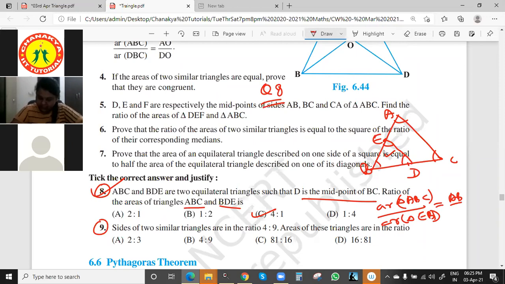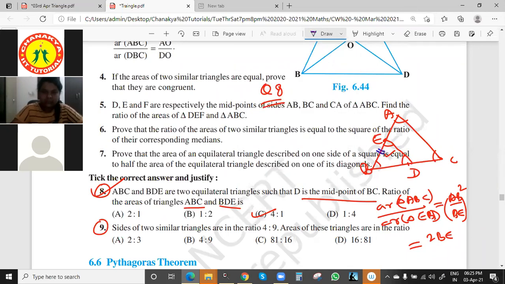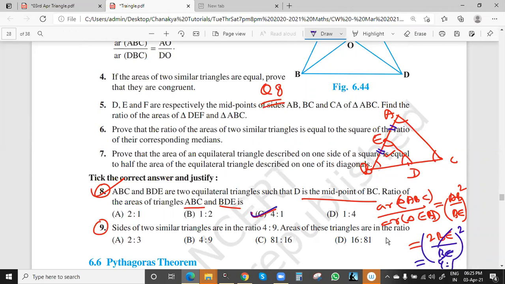AB, then we'll take small b square. AB we can take as twice of B because E is the midpoint of AB. So it will be 2B by B, whole square. B cancels, 2 square is 4. 4 is to 1 is the answer. That means 4 is to 1 is the answer. Option C is correct. And for 9th, sir, yes.